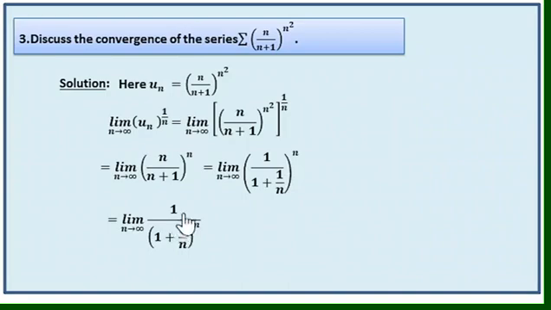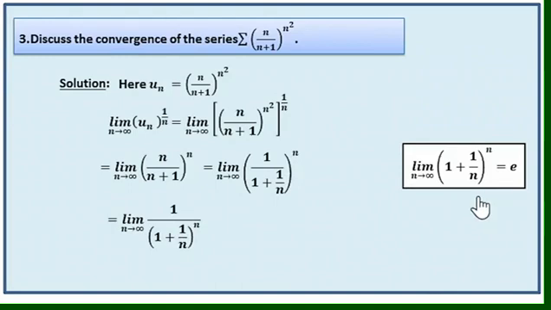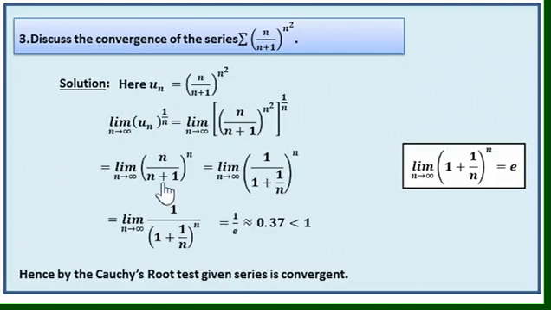So we can write 1 by 1 plus 1 by n whole power n and use the standard limit of 1 plus 1 by n whole power n as n tends to infinity. The value of this limit is equal to e. So here substituting, we get 1 by e. So 1 by e is approximately equal to 0.37. You can use the calculator and you'll get 1 by e is approximately equal to 0.37, which is less than 1. So by Cauchy's root test, given series summation un, that is summation n by n plus 1 whole to the power n square, is convergent.